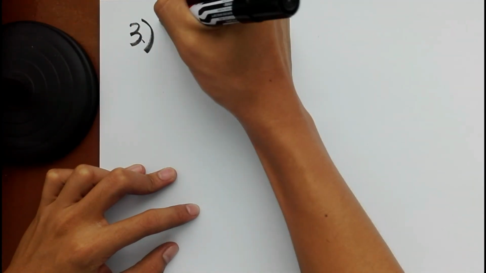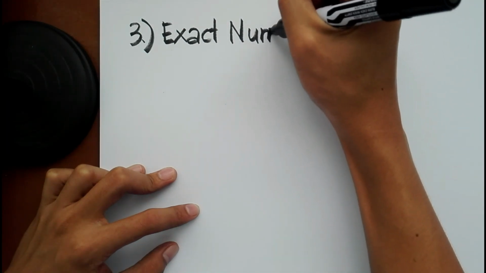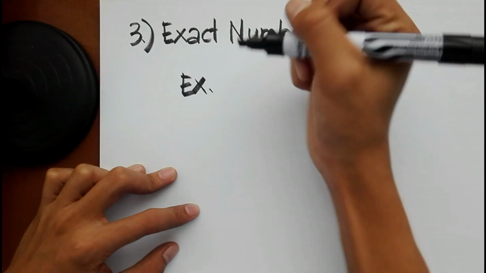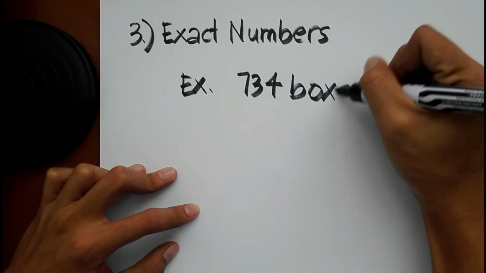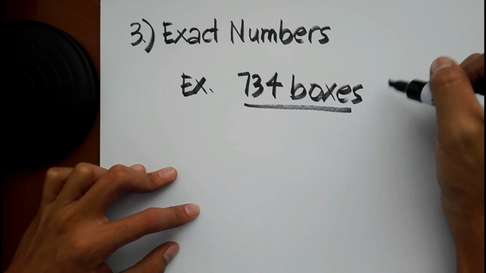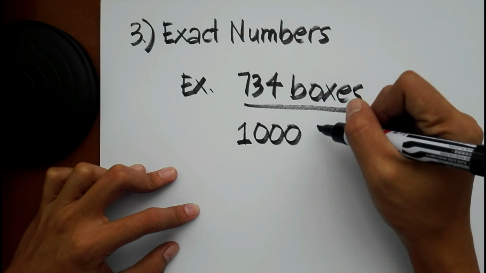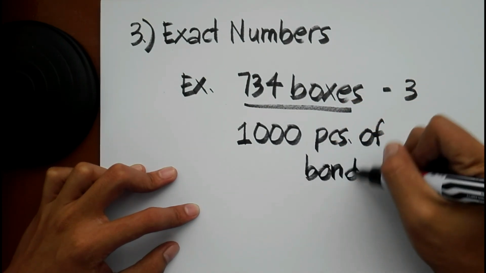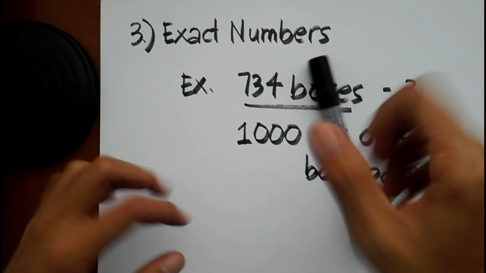The third rule is all about exact numbers. These are numbers that are obtained by counting rather than measuring. These are exact by definition or have an unlimited or infinite number of significant figures. Like for example, 734 boxes. So we can count 3 significant figures. Another example, 1,000 pieces of band paper. So we can count 4 significant figures for that example.